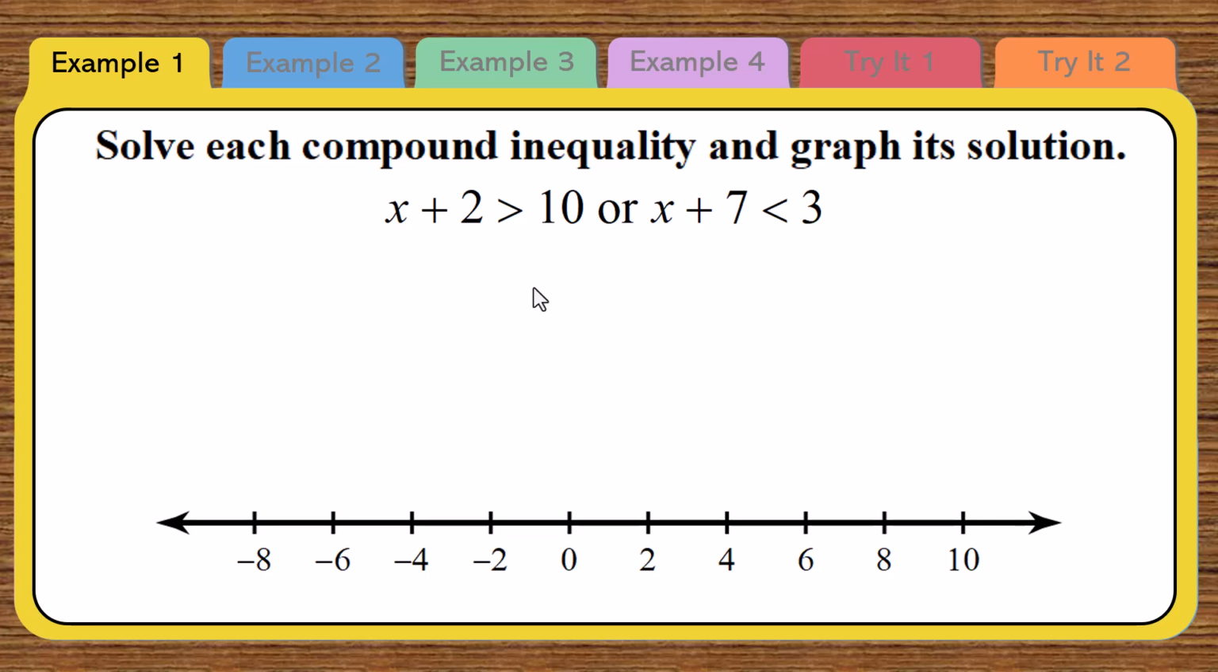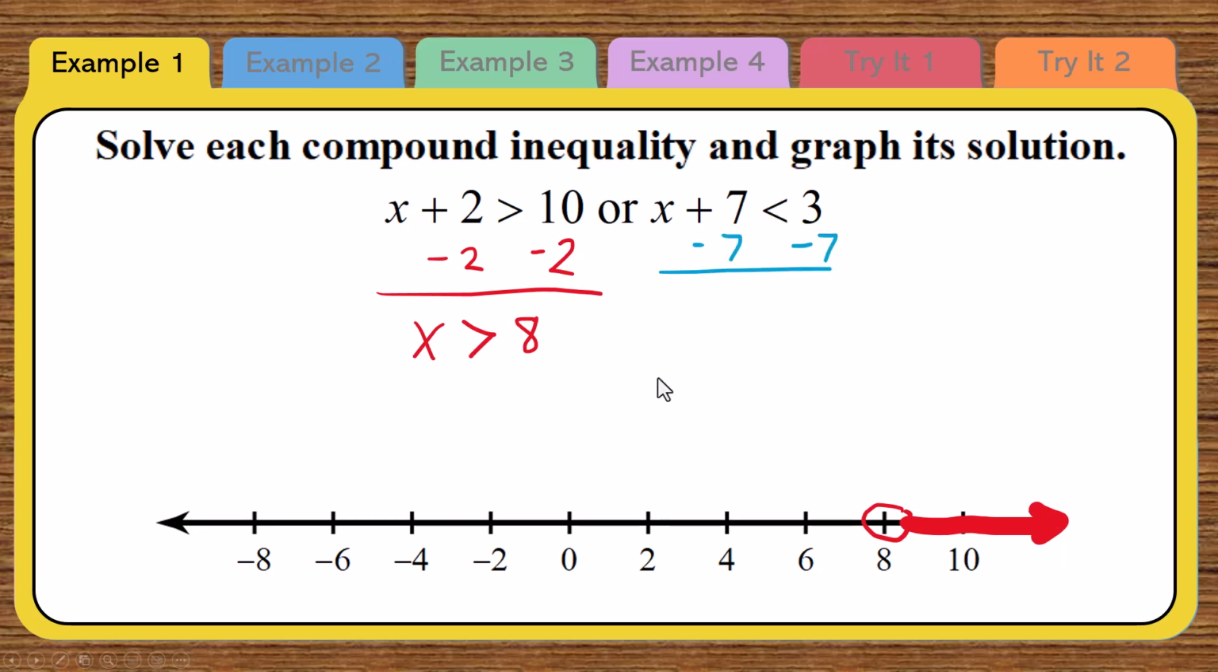It's basically two little inequality problems mushed together with an OR in the middle. So we do each one separate. So here I'm going to subtract the 2 from both sides. And we get x greater than 8, and we graph that. Put an open circle on the 8 because you can't land on it, and then you're going forward because you're bigger than that number. On this side, we're going to subtract 7, and we end up with x is less than -4, and that's what that looks like.